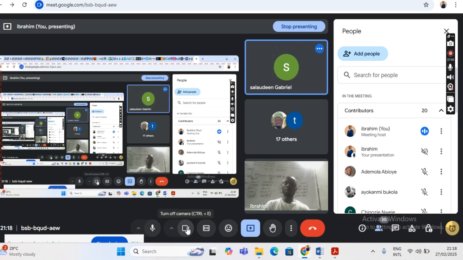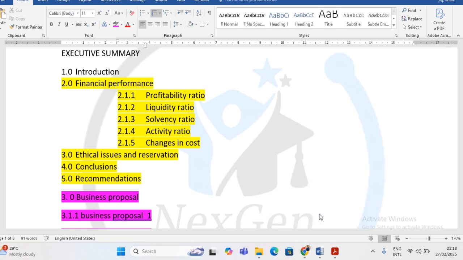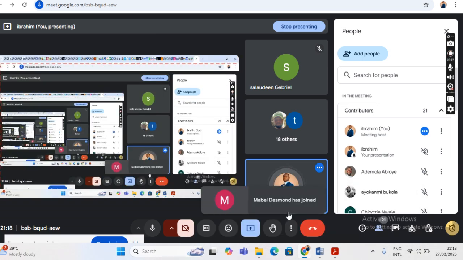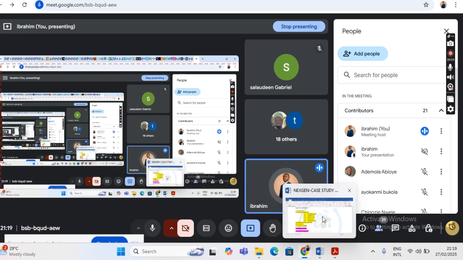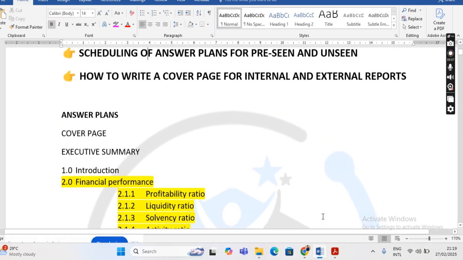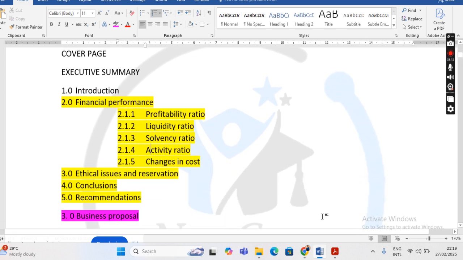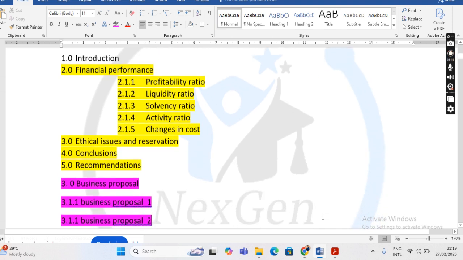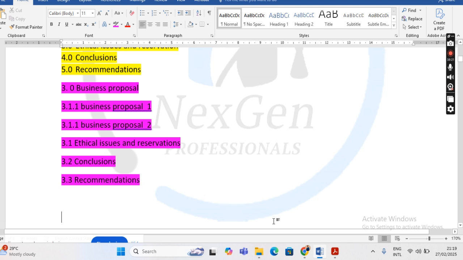That's fine. So the next thing we need to look at now is your answer plans, right? The next thing is we need to draft a cover page, because it is based on our answer. So now we are working with this answer plan. Don't forget that this answer plan will be at the back of your answer booklet, right? So the first thing is your cover page.